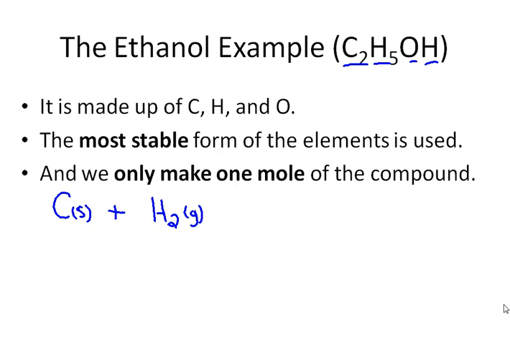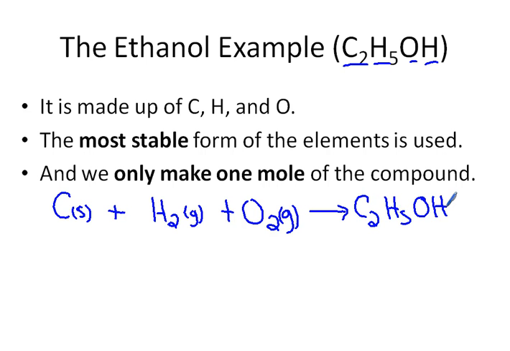I think when we were so rudely interrupted, we were right here and we were talking about making this 1 mole of ethanol. So we had carbon in its most stable form, hydrogen in its most stable form, and now we need oxygen in its most stable form, which is a gas. And those three things combine together to make our ethanol, C2H5OH. All right, now, key part here, we only want 1 mole of the ethanol.